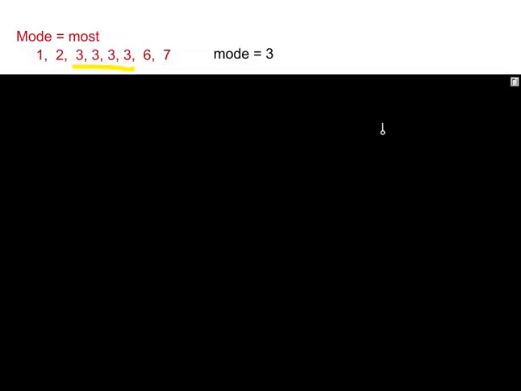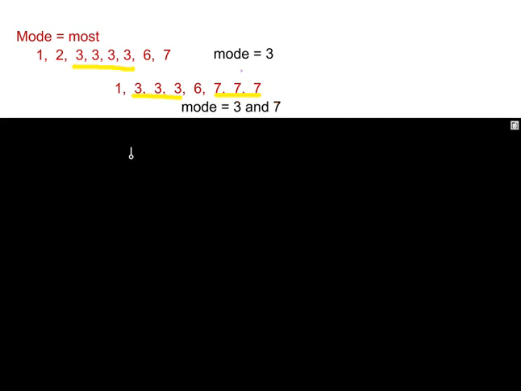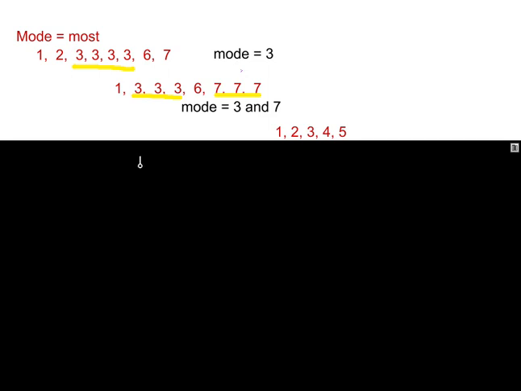Now let's look at mode. Mode is the number that appears most often. Sometimes it's very easy to see the mode. Here, the mode is 3. That's the number that appears the most often in our set of data. Sometimes there's more than one mode. In this case, the mode is 3 and 7. And sometimes there is no mode.